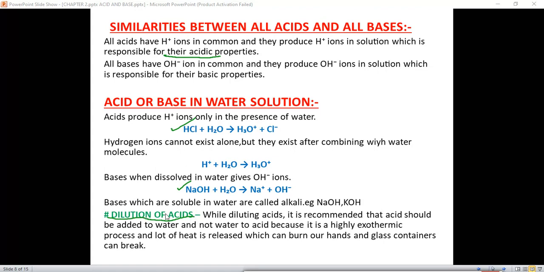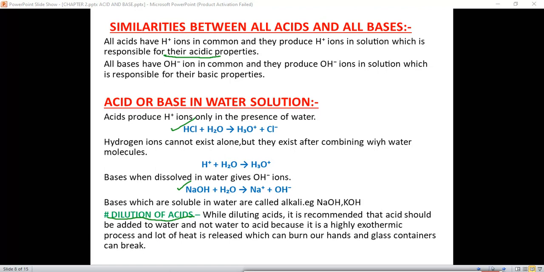Next topic is dilution of acid. Dilution of acid means addition of water to acid. While diluting acid, it is recommended that acid should be added to water and not water to acid, because it is a highly exothermic process and a lot of heat is released, which can burn our hands and glass containers can break. This we have discussed earlier also, that we should never add water to acid. Why? Because it is a highly exothermic reaction. A large amount of heat will be produced and the glass container can break, and we can even burn our hands.